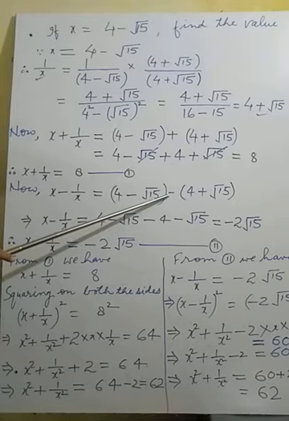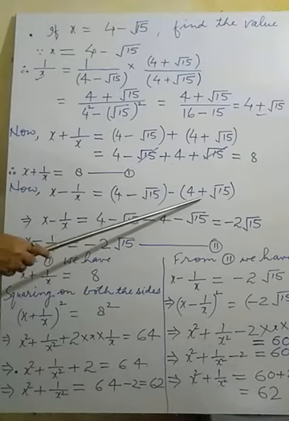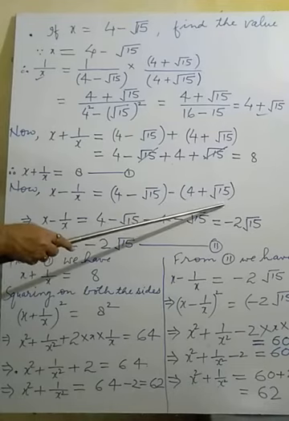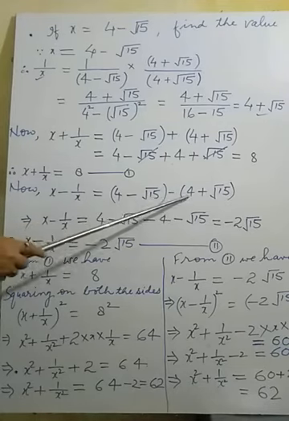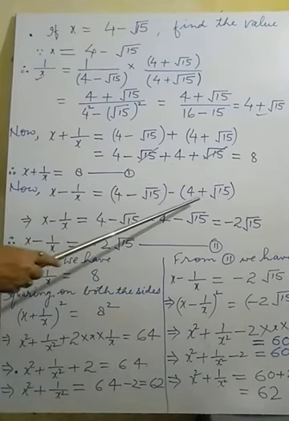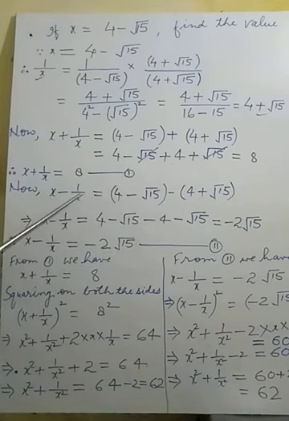Again, the minus sign is there, and we have to keep the value of 1 upon x inside the bracket, because the binomial is there. So it will be minus 4 plus under root 15. This is the value of x, and this is the value of 1 upon x. In between, the minus sign is there, because here it is x minus 1 upon x. Now let us simplify.